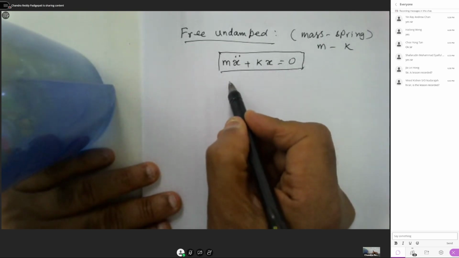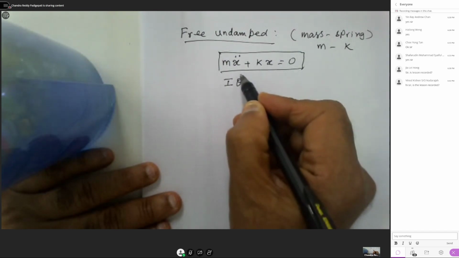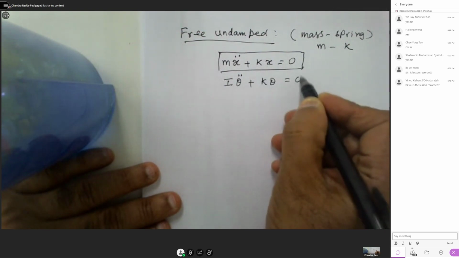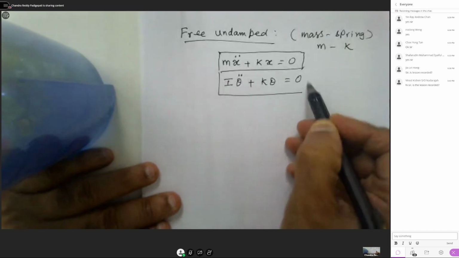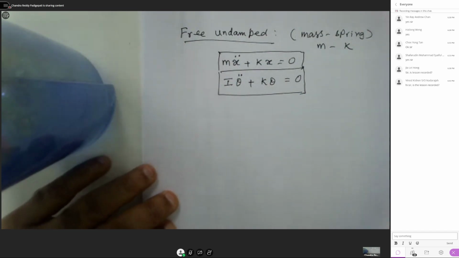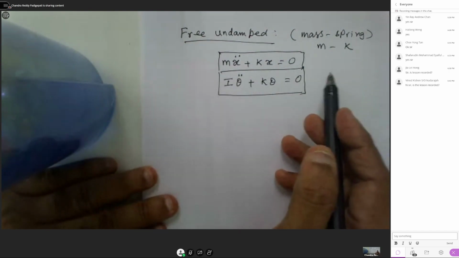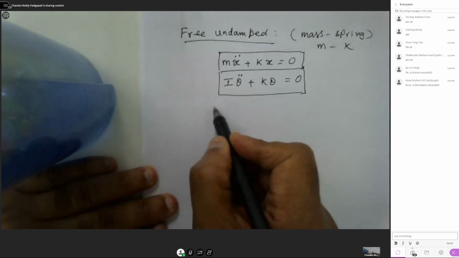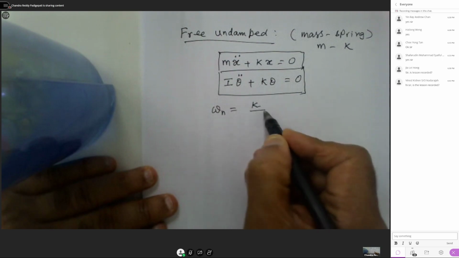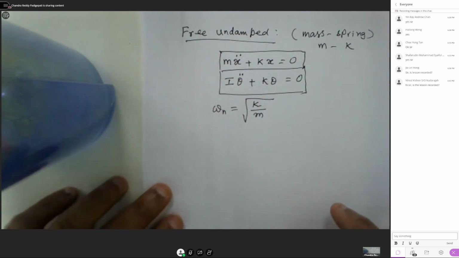Okay, so the same thing you can also write as I theta double dot plus k theta is equal to 0, where theta is the angular displacement. Okay, x is the linear displacement and theta is the angular displacement. All right. So for free undamped vibrations, we can see that the natural frequency of the system we can relate to the spring constant and the mass. So this is the natural frequency of the system.